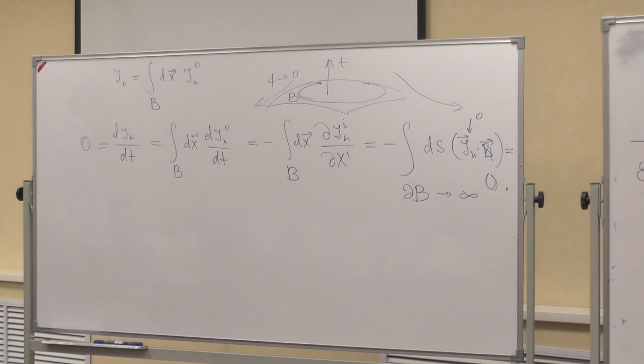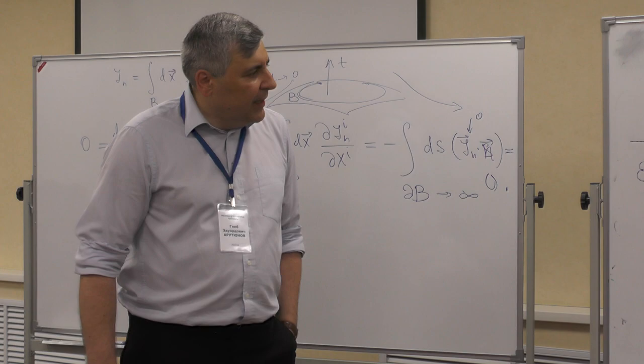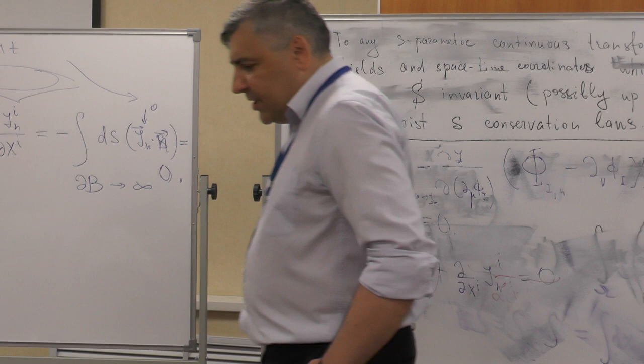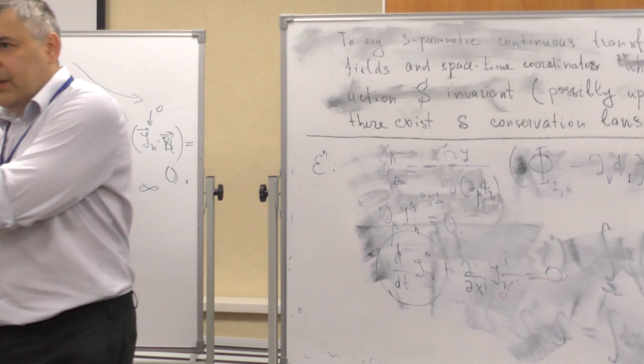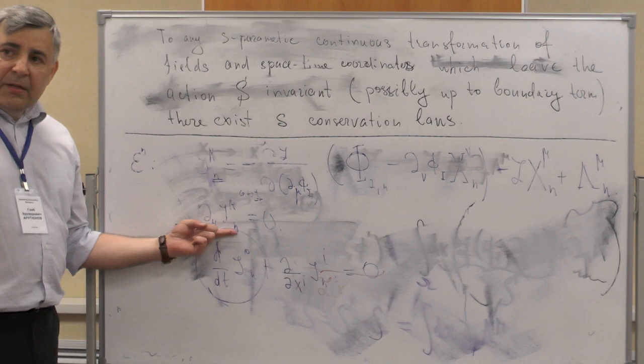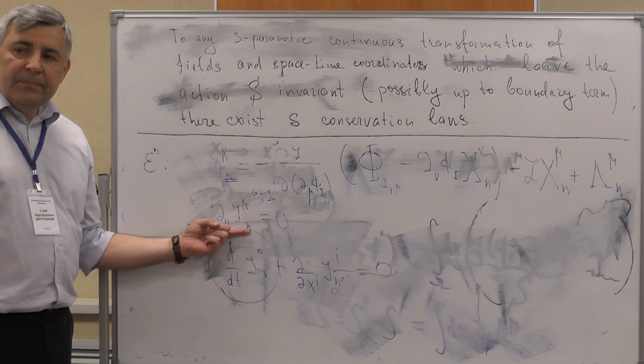Could you say something about the condition of vanishing of fields at infinity? For example, we are usually interested in solutions which do not vanish at infinity. You can drop this condition. You will still get local conservation laws, but you will not get the global one. Local, I mean this, that's for sure; that you will have. So for a solution that does not vanish at infinity, we would not have a charge. You will not have a charge.